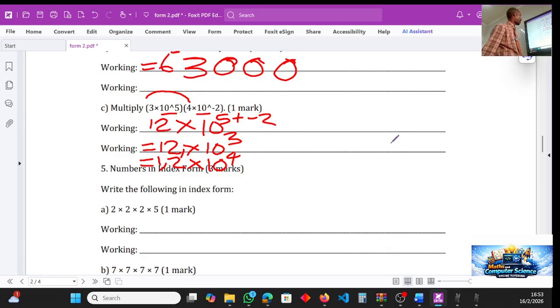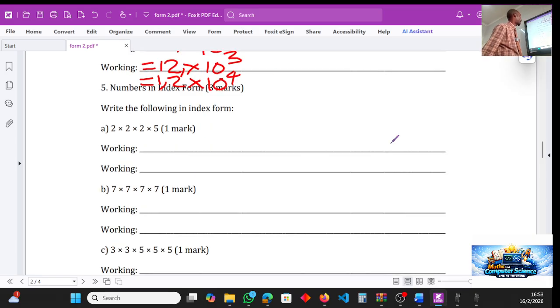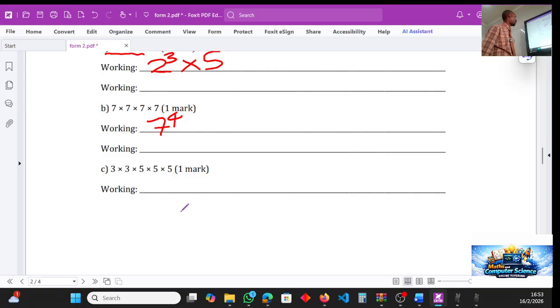Then the next one, we are required to write the following in index form. In index form, we are bringing in a base and an exponent. So we just check how many times the 2 is repeated. 2 is repeated thrice, multiplied by the 5, which is appearing once. We also have 7 multiplied by itself 4 times. So in index form, that's 7 to the power 4. Then on the next one, part C, we have 3 times 3. So 3 is repeated twice and 5 is repeated thrice. That's it in index form.